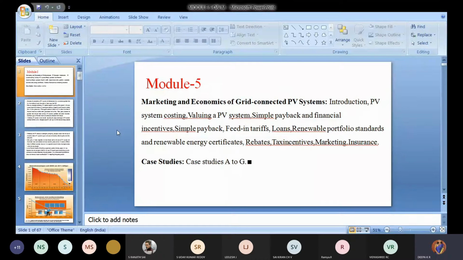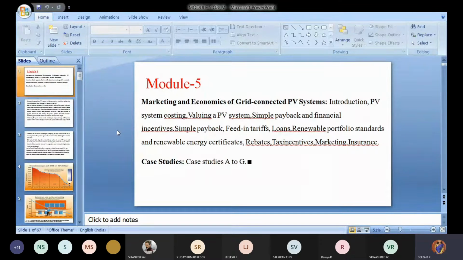Then in the third module, we concentrated on calculation: how to calculate maximum voltage, minimum voltage, temperature, efficiency, and how many strings are required to operate your inverter in a healthy operation. So those kinds of things have been carried out in module 3.